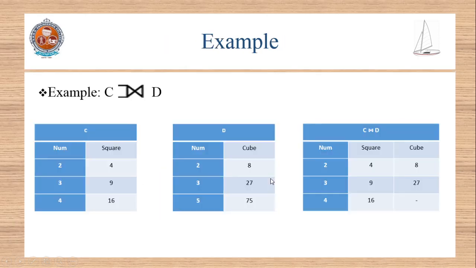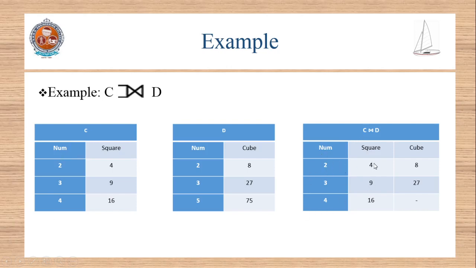See here, consider this example. The same examples, table C and table D, are considered here, where table C maintains the square of the given numbers and table D the cube of the given numbers. When we perform the left outer join, this is the output. All the tuples in the left relation will be present in the output. The tuples 2, 3, 4 are present in the left relation, C. So all of 2, 3, 4 will be present here in the output.